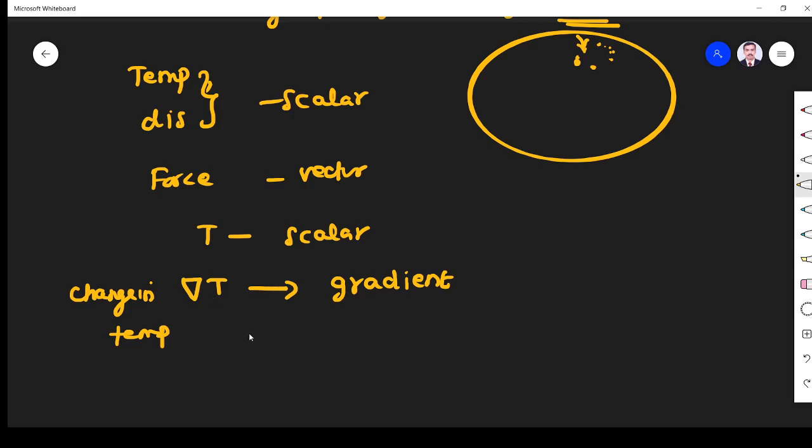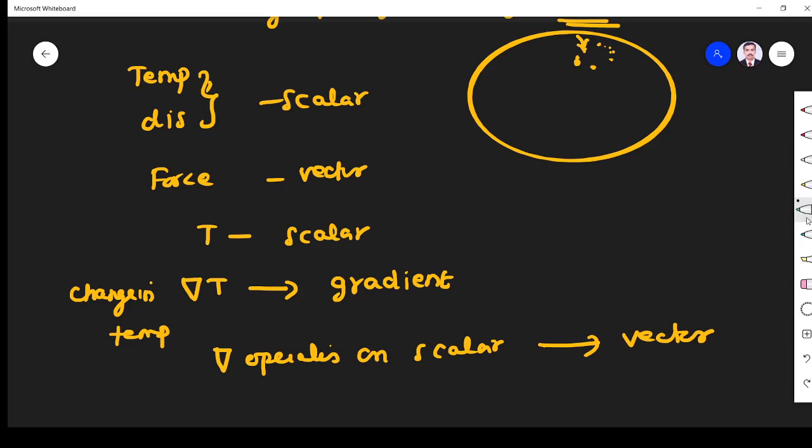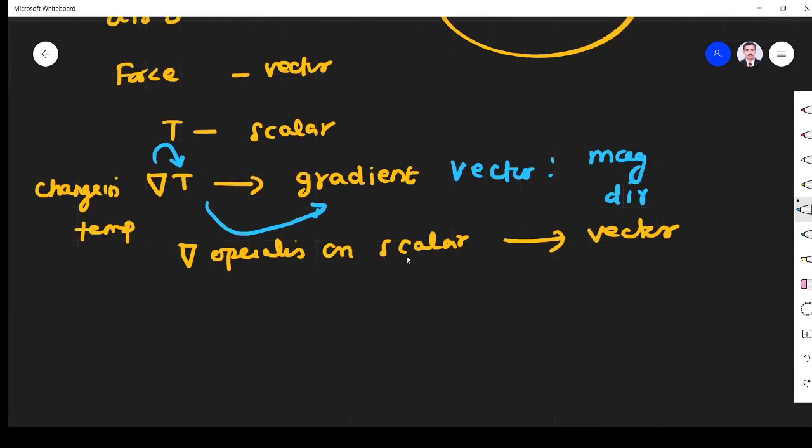Here in gradient, the del operator operates on a scalar and converts it into a vector. Del operates on a scalar, and after the operation it becomes a vector. Gradient is a vector quantity, so it has both magnitude and direction. Temperature is a scalar; change in temperature is a vector.